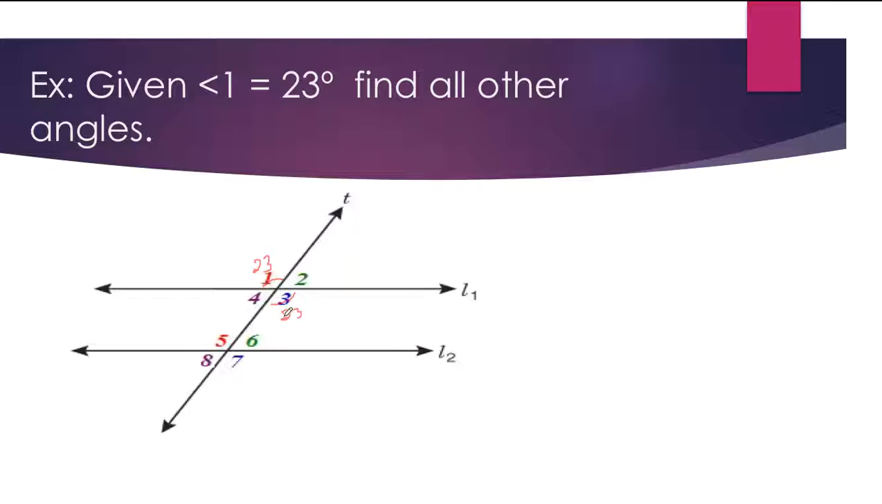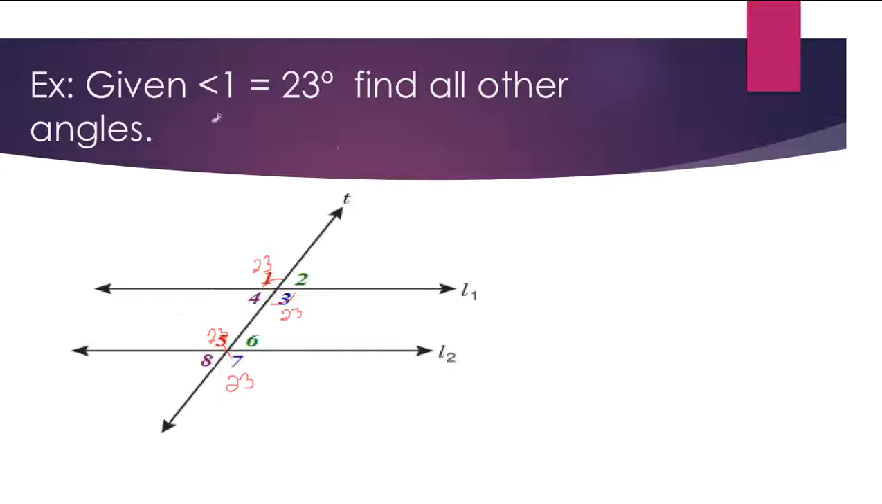Then we can do alternate interior because this is an interior angle and the alternate would be this. So because I know this is 23, then angle 5 is 23. And then what's the vertical angle from angle 5? 7. All right. And then I know these two angles, 7 and 8, form a straight line. So this is equal to 180 degrees.